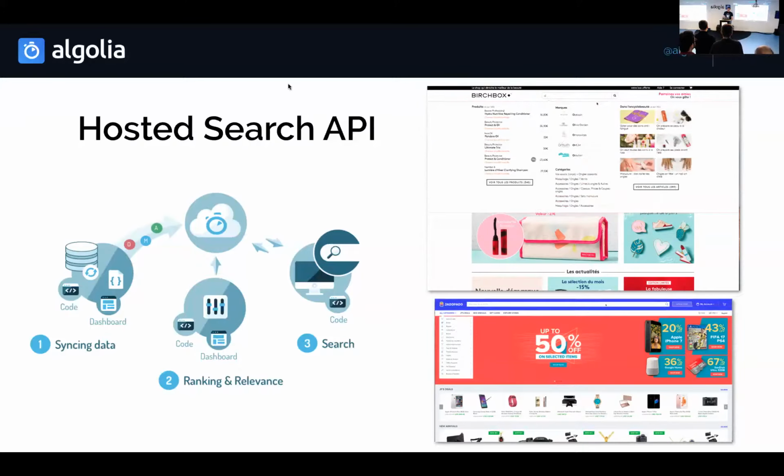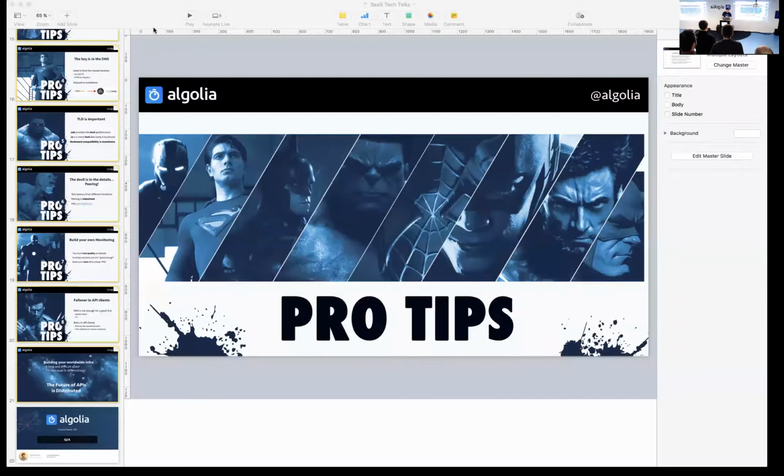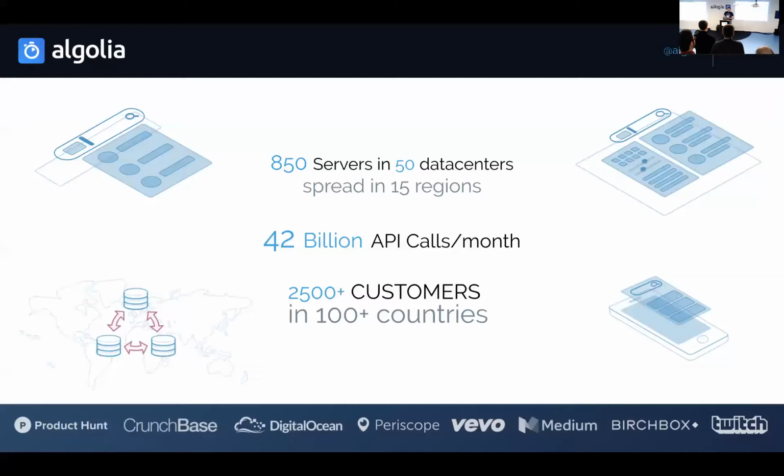You may not know us, but you may know our customers. Those guys, Product Hunt, Digital Ocean, Periscope, Vivo, Twitch, Birchbox, Medium.com, those guys are all using Algolia to provide search to their end users.